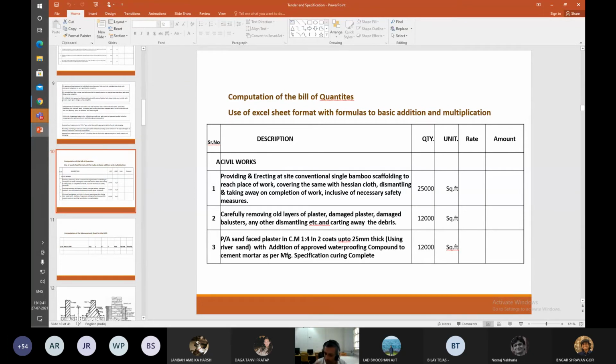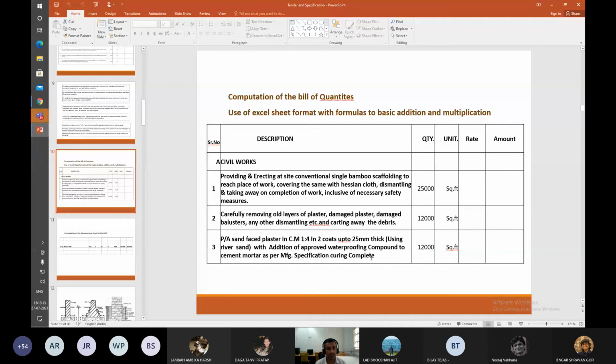So for all works where cement concrete or cement is to be used, you will end the description by saying with curing complete. If you see here, with curing complete, it is written in this last paragraph. Here for cement plaster it is curing complete. Okay, so once he has laid the PCC, what are we going to do?